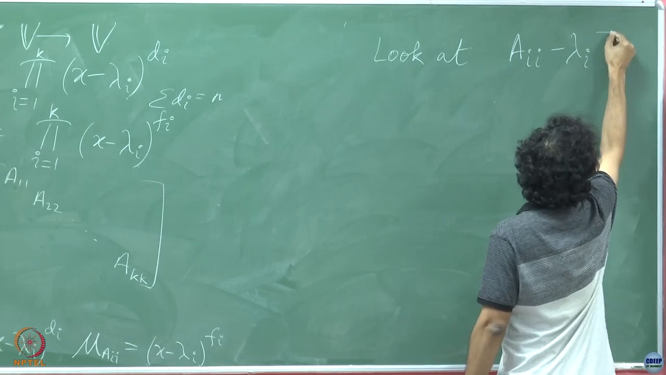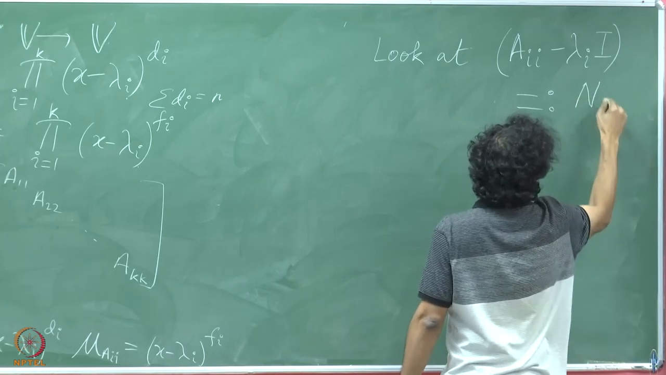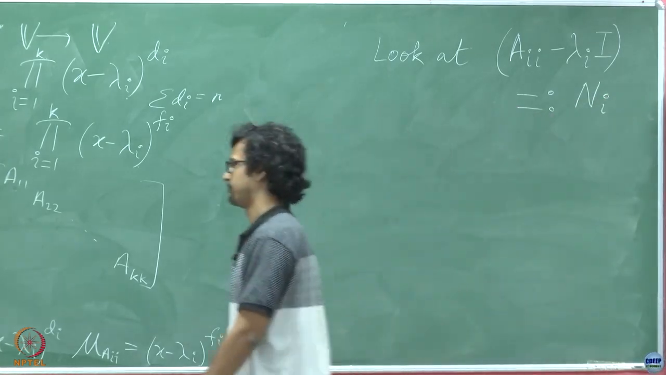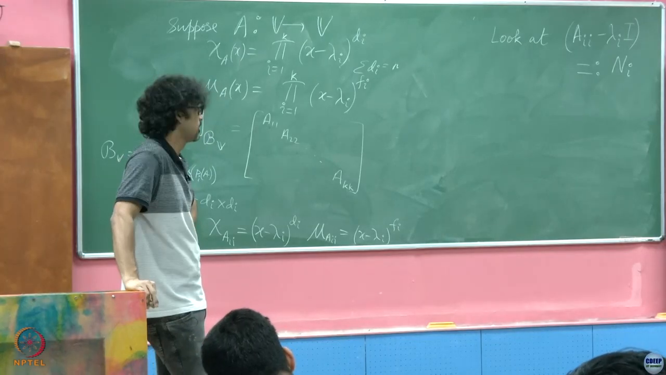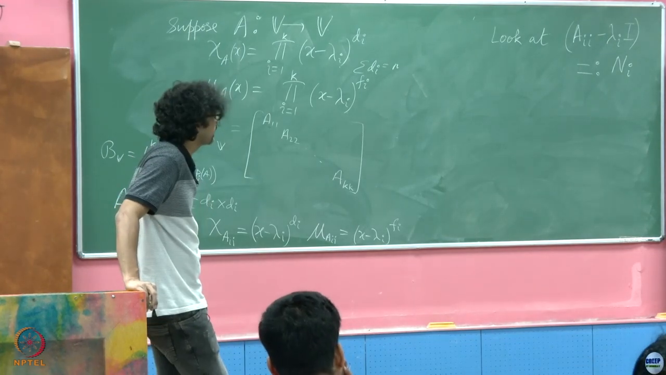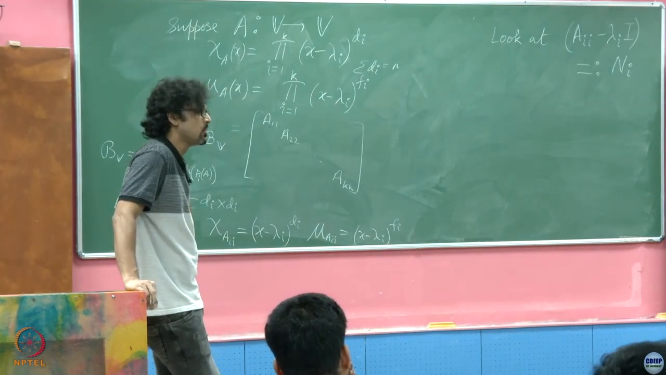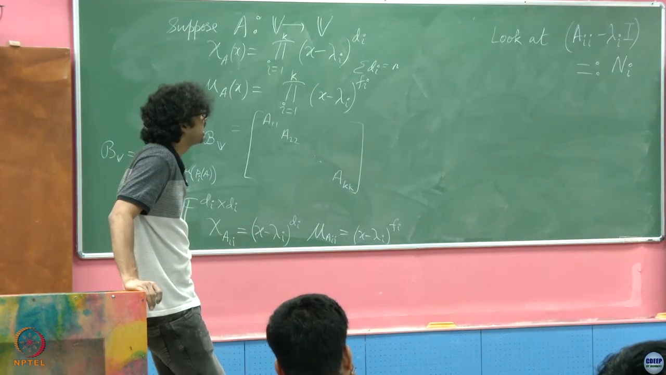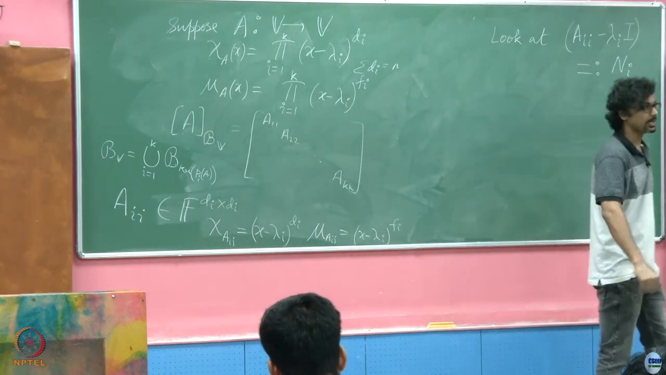But let us look at A_ii minus lambda_i I and define this as N_i. What do you think is the minimal polynomial for N_i? Remember, lambda_i is now a given fixed number, the ith eigenvalue exactly. What do you think is the minimal polynomial for N_i? Let's make it simple. What do you think are possible eigenvalues for N_i? What kind of a property does this N_i have?